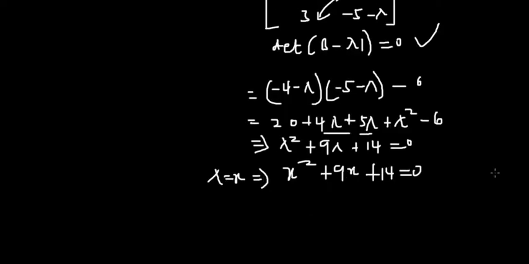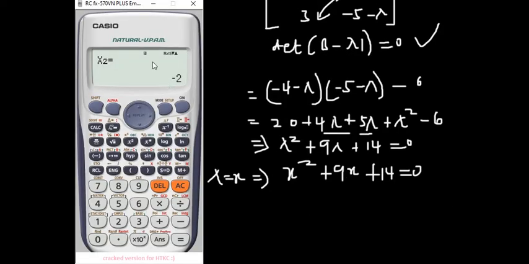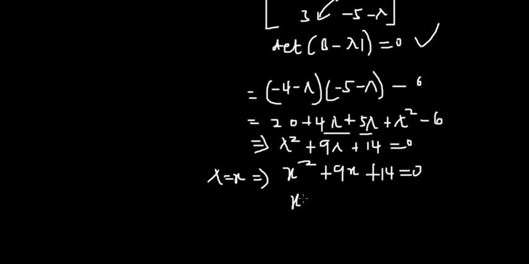So now let's try to find the eigenvalues. Let's pull up our calculator. It's in quadratic form, so let's punch in our coefficients. The coefficient of x squared is 1, the coefficient of x is 9, and then our constant is 14. So this will give us minus 2 and minus 7. So we have x values of minus 2 and minus 7.